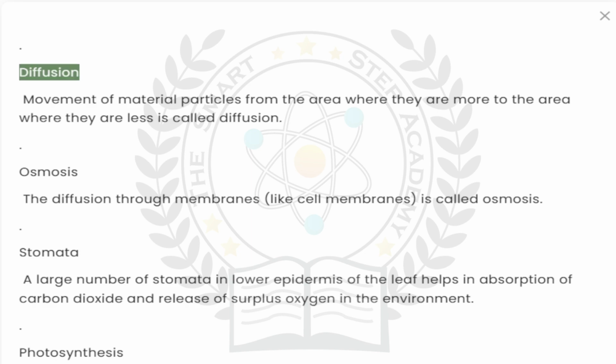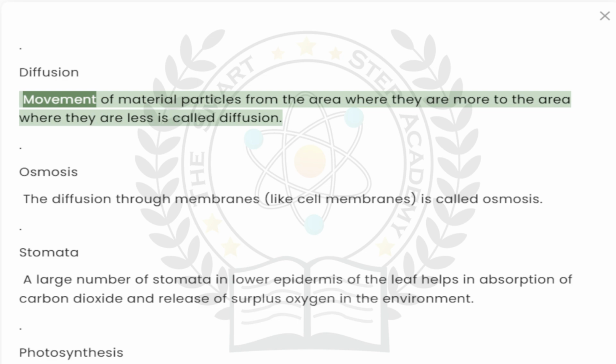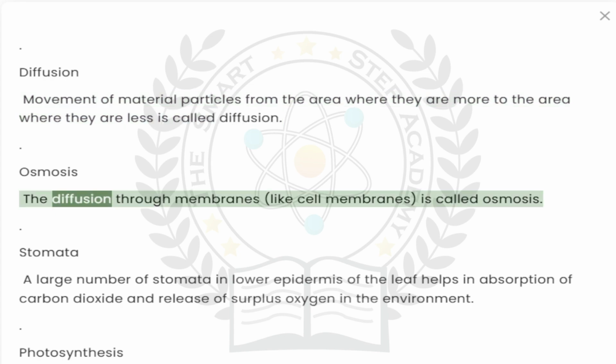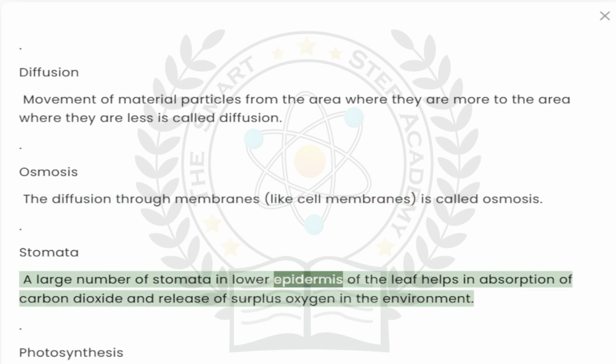Diffusion. Movement of material particles from the area where they are more to the area where they are less is called diffusion. Osmosis. The diffusion through membranes is called osmosis. Stomata. A large number of stomata in lower epidermis of the leaf helps in absorption of carbon dioxide and release of surplus oxygen in the environment.